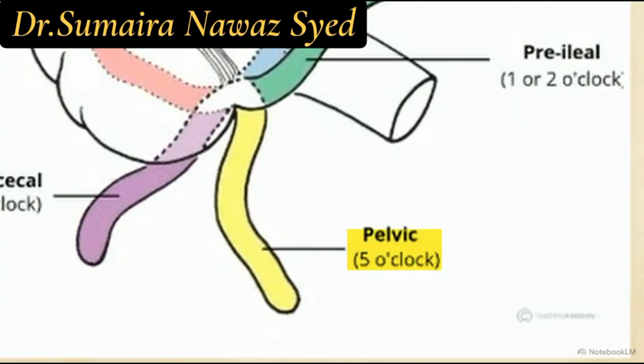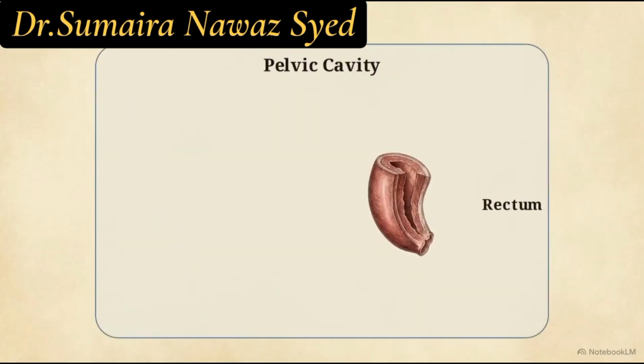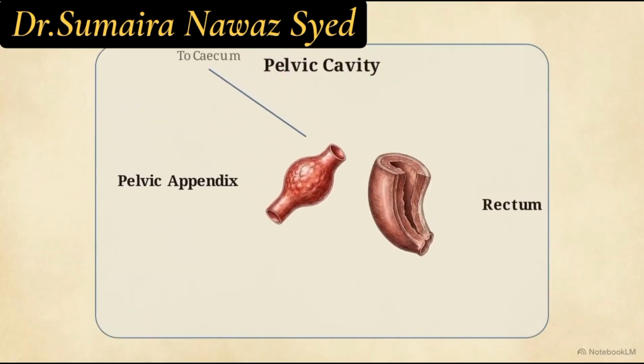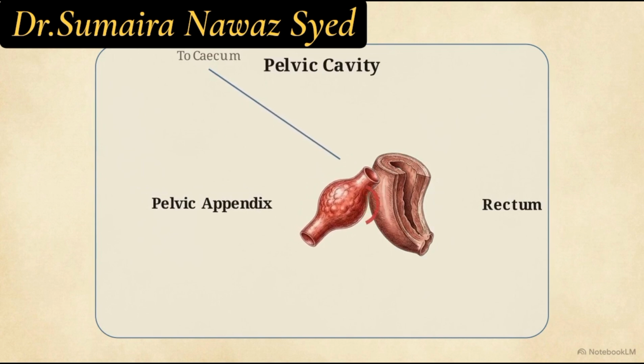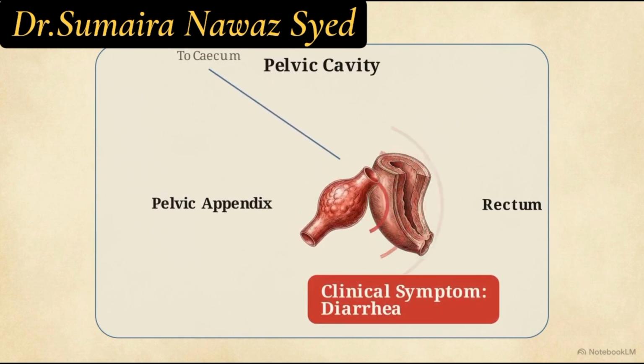The 5 o'clock pelvic position occurs in roughly 20% of the population. A pelvic appendix rests low in the abdomen, frequently inflaming against the rectum. This specific irritation commonly presents with diarrhea during acute appendicitis.